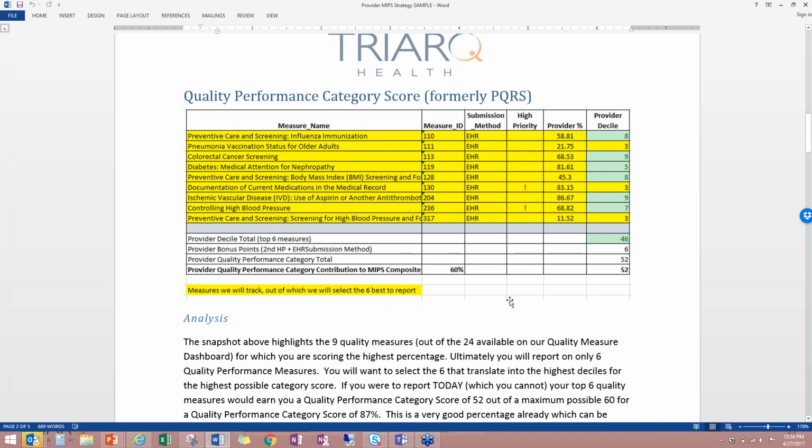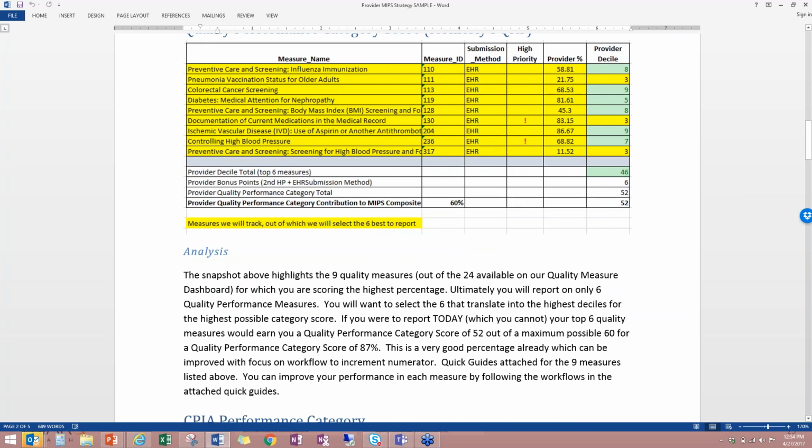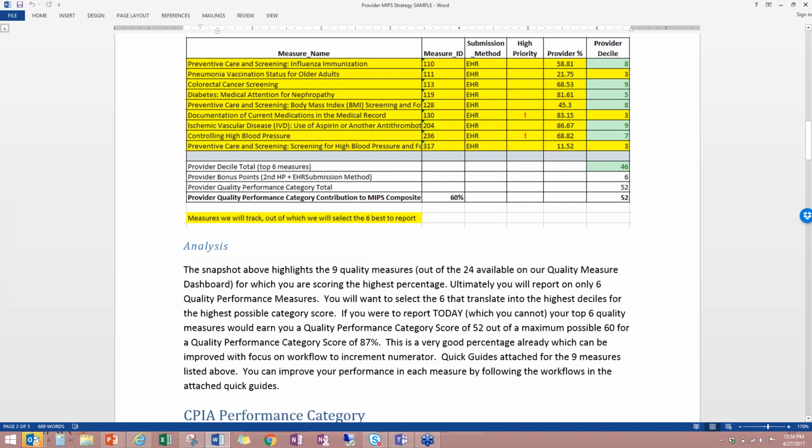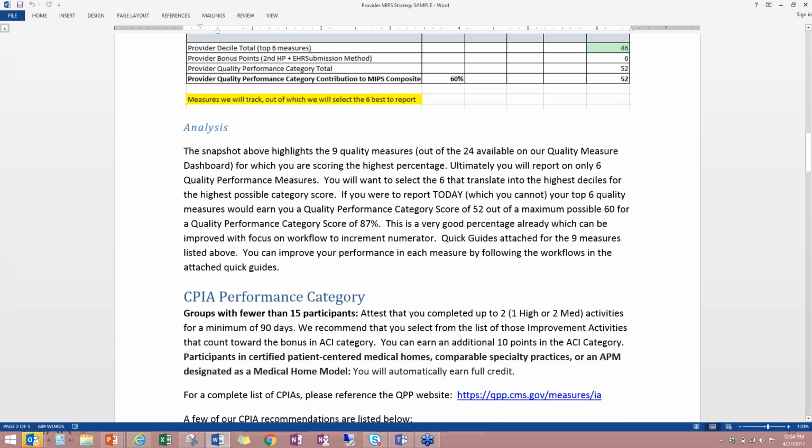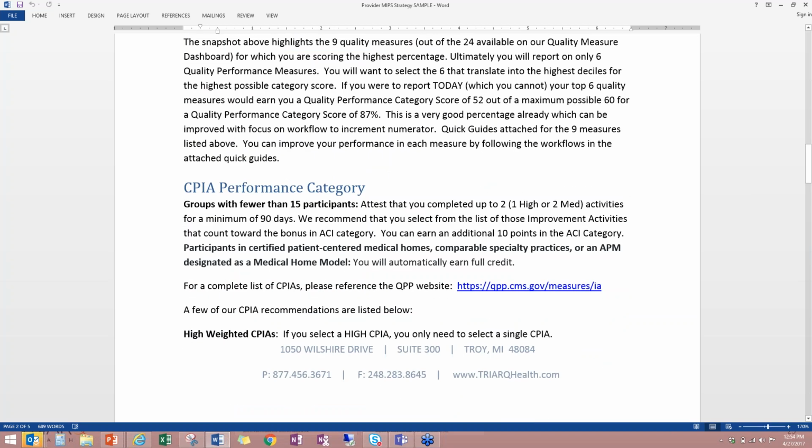And then we work with you if you say, I really want to get my score higher for preventive care and screening for high blood pressure and follow-up. What do I need to do to get that 3 to be a higher score? And we work with you to make sure you understand the workflow so that you can improve your numerators. Same story with the CPIA.